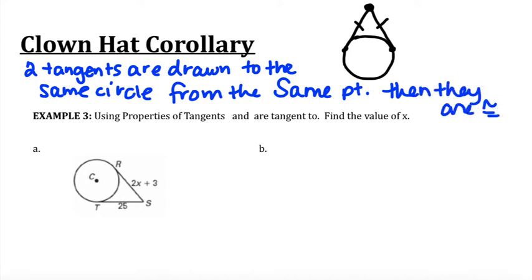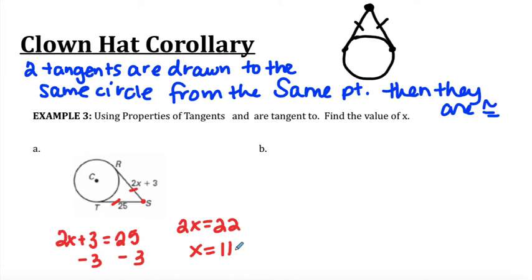All right, so in this case right here, if I look at example A, I can see these tangents come from the same point, S, and they are tangent to the circle right here. So then these two segments are equal. So 2x plus 3 equals 25. Subtract 3 using that great algebra. So 2x equals 22, and x equals 11. All right, you try B.